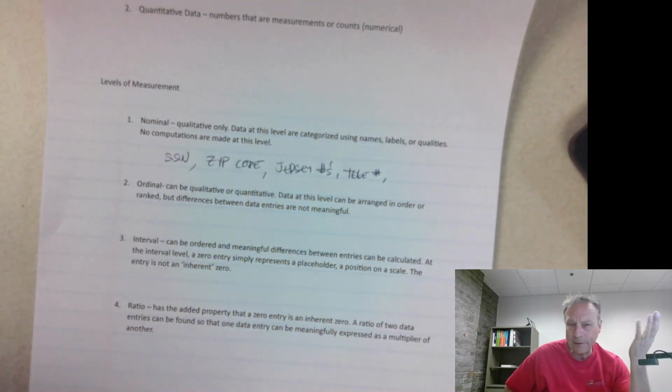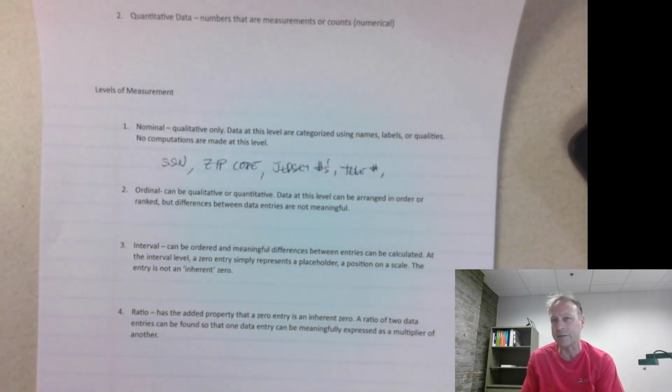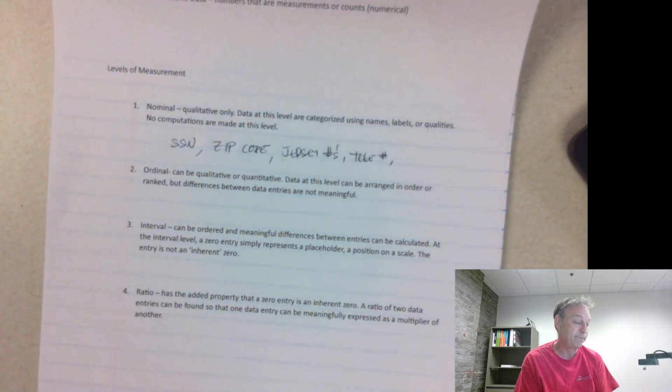So any kind of, even though it's a number, the reason I'm saying this, because these are trick questions, anything that's a number that is actually a label is nominal data. Okay, it's not numeric, it's not one of these other 3 categories. The next one down is ordinal.